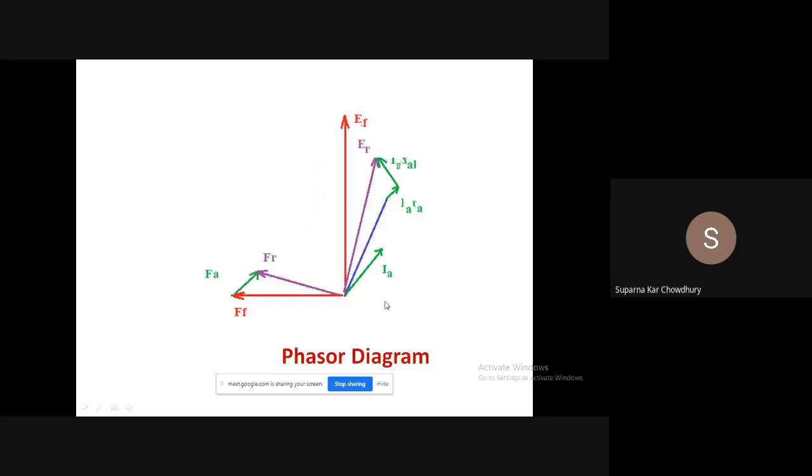Today I will stop here, because I will continue with this cylindrical rotor machine in the next class.